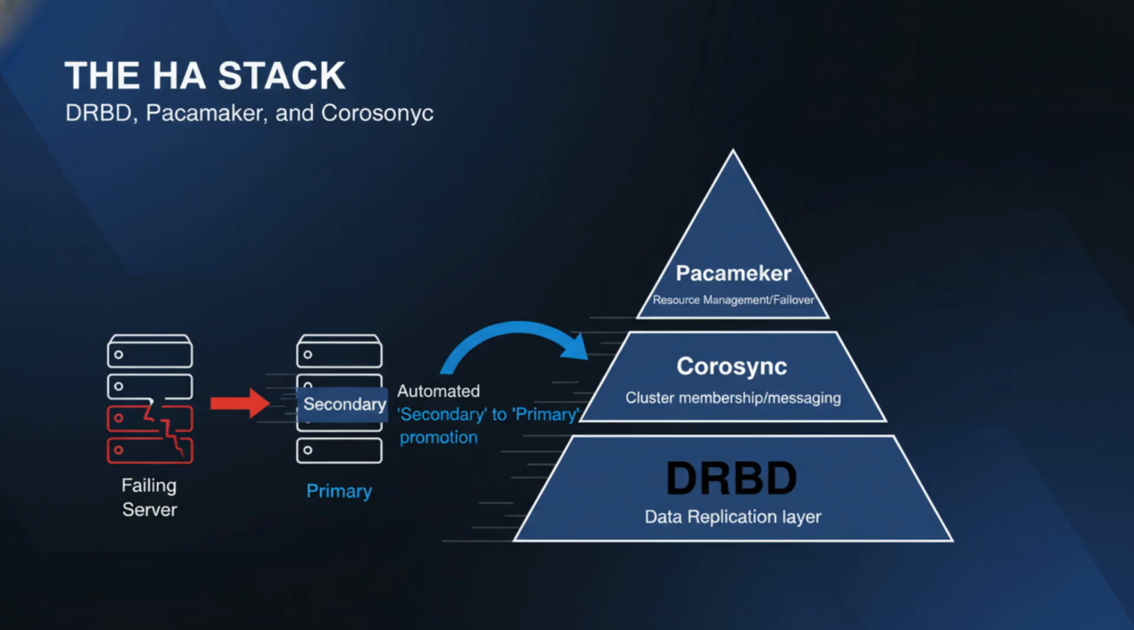When a primary node fails, Pacemaker detects the heartbeat loss via Corosync, promotes the DRBD resource on the secondary node to primary status, and then mounts the file system and starts the application. This entire process can happen in seconds, ensuring that your services remain reachable with minimal interruption to the end user.